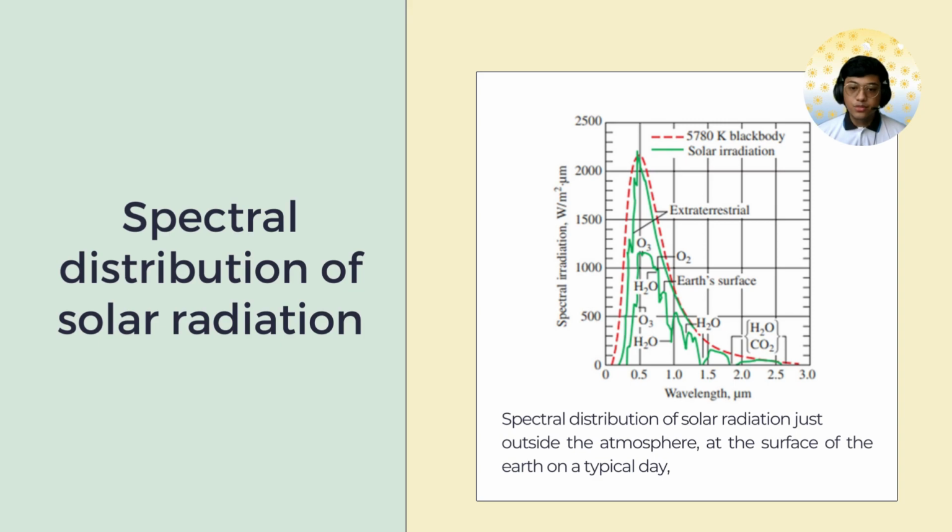So, the spectral distribution of solar radiation on the ground, plotted in the figure, shows that the solar radiation undergoes considerable attenuation as it passes through the atmosphere as a result of absorption and scattering. The several dips in the spectral distribution of radiation on the Earth's surface, as shown in the figure, are due to absorption by the gases oxygen, ozone, water, and carbon dioxide.